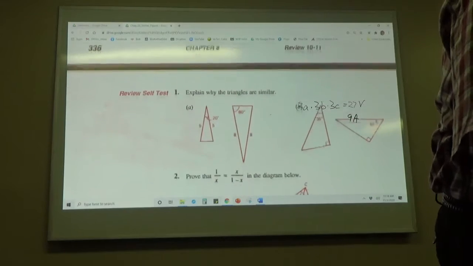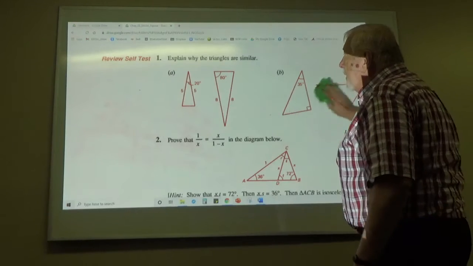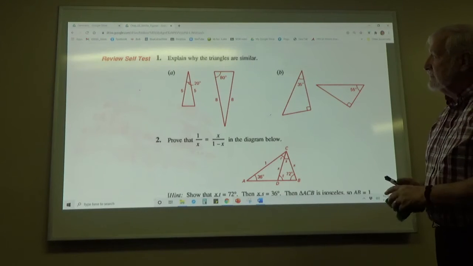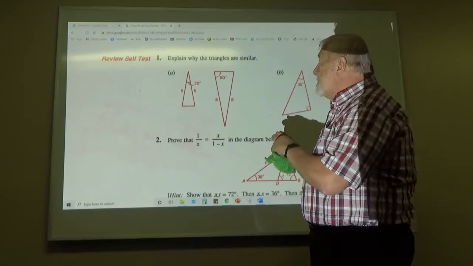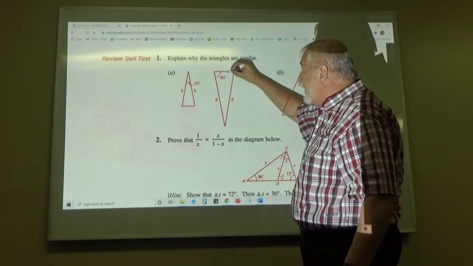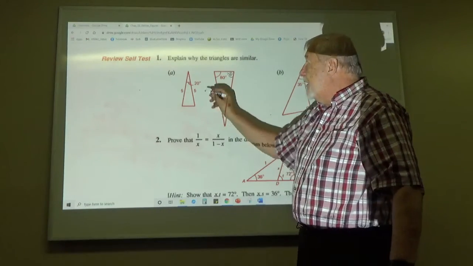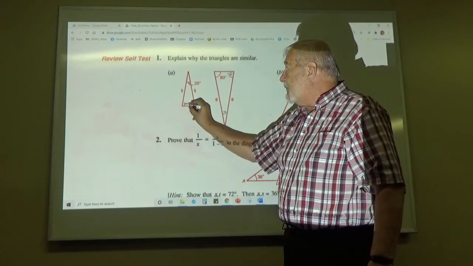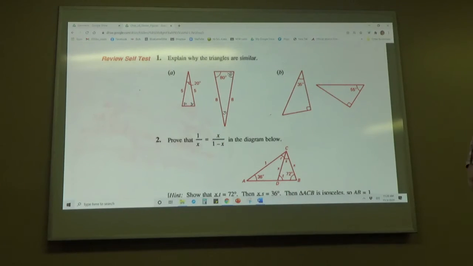Okay, self-test. All right. Why are they similar? This is isosceles, right? So this is 80. That's 160. That makes this 20. If this is 20, then that makes this 160 divided by 2, which makes that 80 and 80. And so they're similar because the corresponding angles are equal.